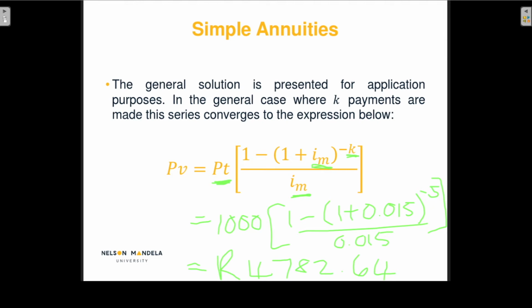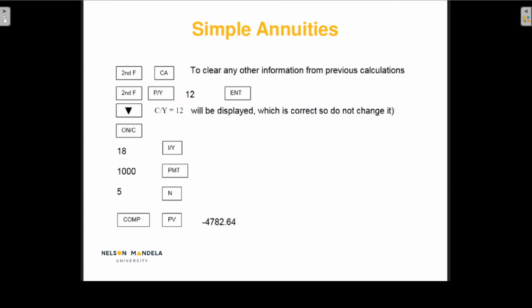Okay, in this lecture we are going to continue with simple annuities. Just to remind you from the previous lecture, we derived the formula for the present value of an annuity, and that is the formula that you see on this slide. And we did some substitution to find the present value for our example. We can also do this on our calculator, so I encourage you to take out your financial calculator now.